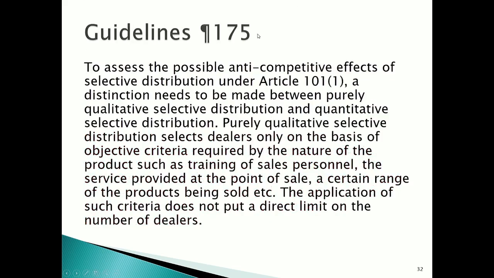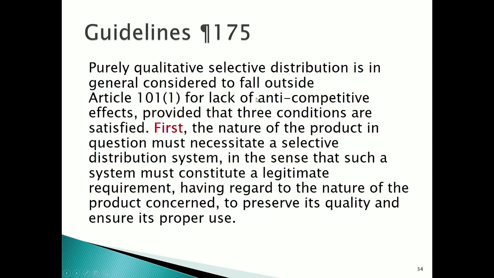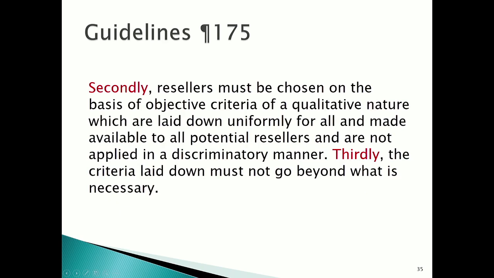So the guidelines, qualitative. And then the guidelines set out in paragraph 175 and what follows, what's necessary. The nature of the product must necessitate a selective distribution system. That's been interpreted quite broadly. Really, the manufacturers get to determine whether it is a luxury good that they want a certain image or not. So, the nature of the product. Secondly, retailers must be selected on the basis of objective criteria, going back to what we were talking about a few seconds ago. And third, it must not go beyond what's necessary.